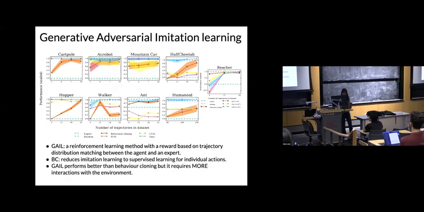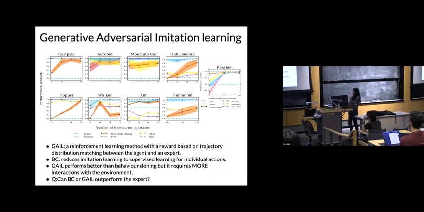So now we're going to see a method that does that. So we're about to see a method that does exactly this. But let's go back to the question of your colleague that asked, is this better than behavioral cloning? And the answer is, yes, behavioral cloning reduces imitation learning to just supervised learning. That's true. GAIL instead is reinforcement learning where the reward comes from imitating the expert.